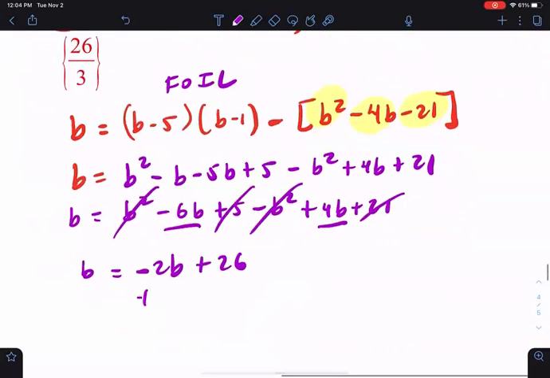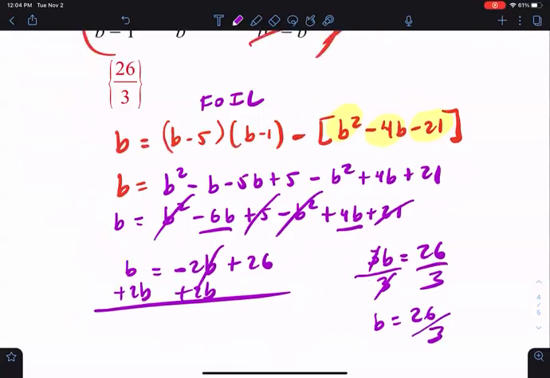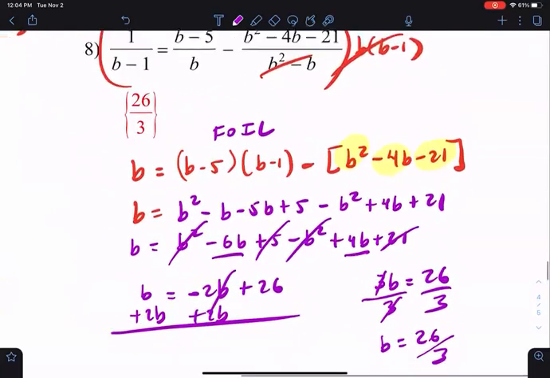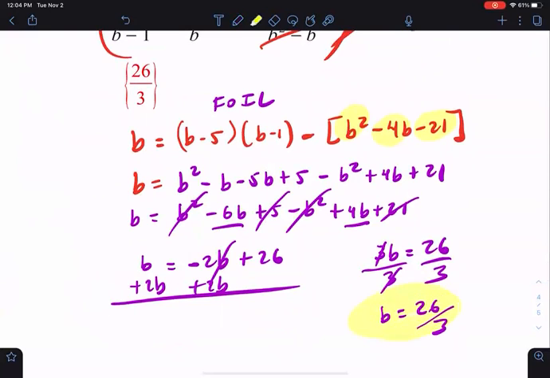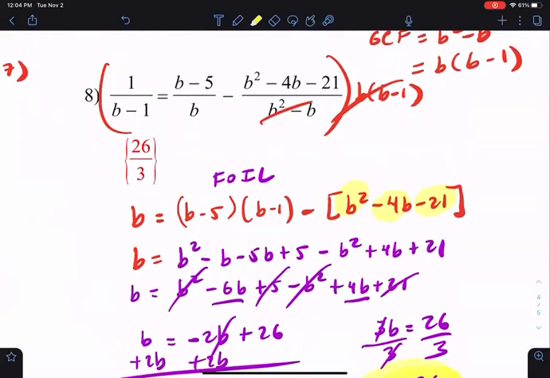So you need to add 2b on both sides, right? To put the variables together. So this is 3b equals 26. And then you divide by 3, right? And you get b equals 26 over 3. And indeed, that's the answer, right? Please make sure you practice this. This is not difficult. You just need to practice, okay? If it's difficult, watch this many times and you will get it.